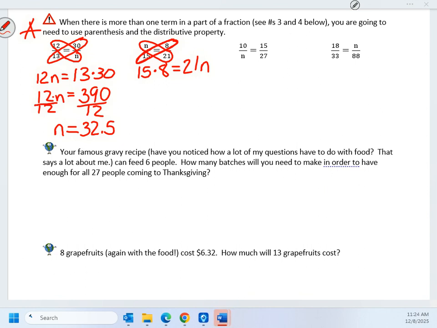Does it matter which side I put the n on? No. I could say 21 times n equals 15 times 8. 15 times 8 equals 21 times n. What math do I have to do next? 15 times 8. Which is what? 120. 120 equals 21n. What math do I do next?